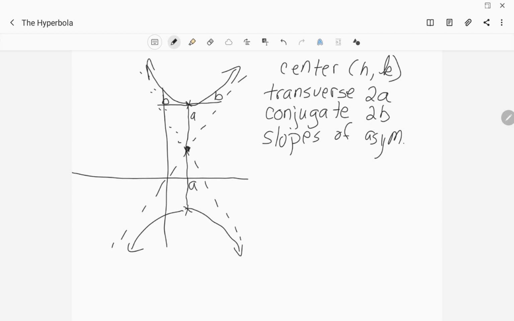I'm just going to shorten it. The slopes of my asymptotes. Remember that slope is rise over run. So what is rising this time is my A, and what is going across this time is my B. So plus or minus A over B is what the slopes of my asymptotes would be. Okay. So now let's talk about standard form and general form.